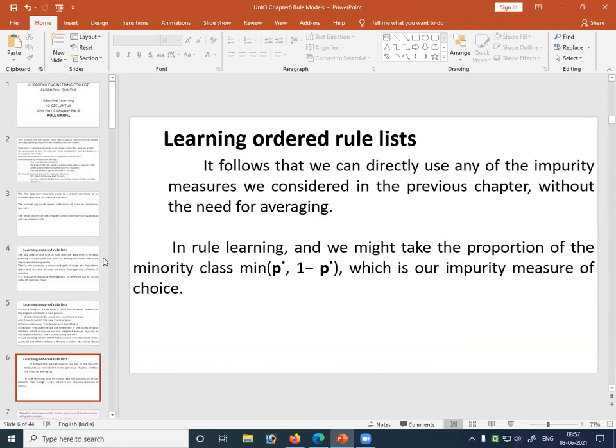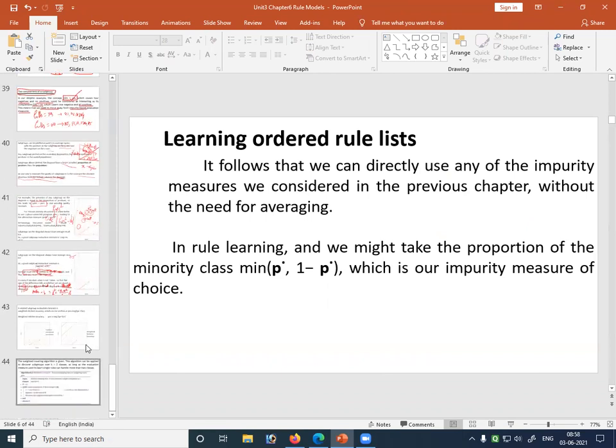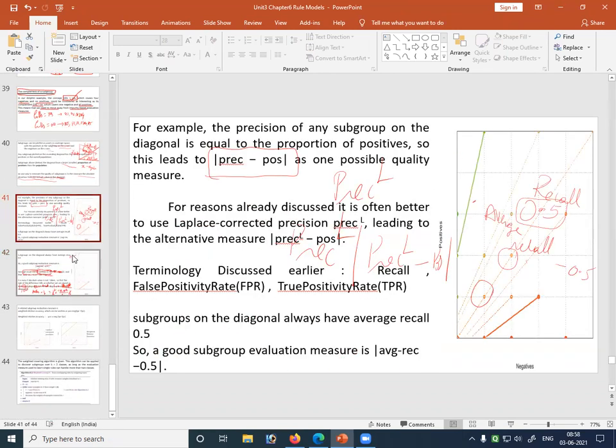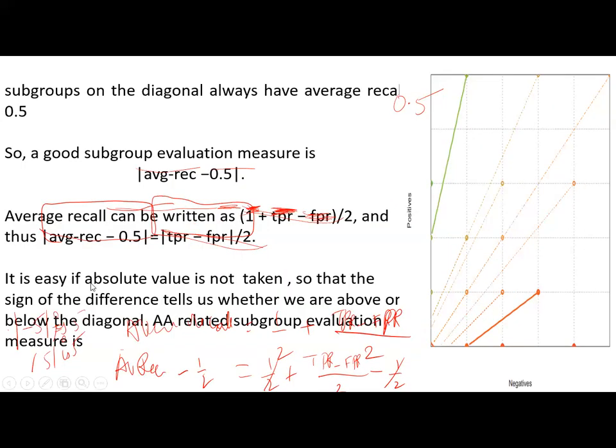So this is how it works. You can easily see that if you remove the absolute value, we can check whether our subgroup is above or below the diagonal. A related subgroup evaluation measure is average recall minus 0.5, that is, true positive rate minus false positive rate.